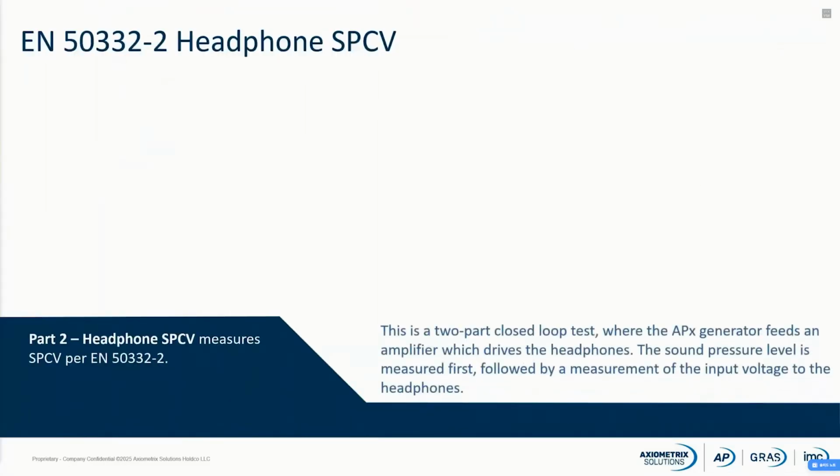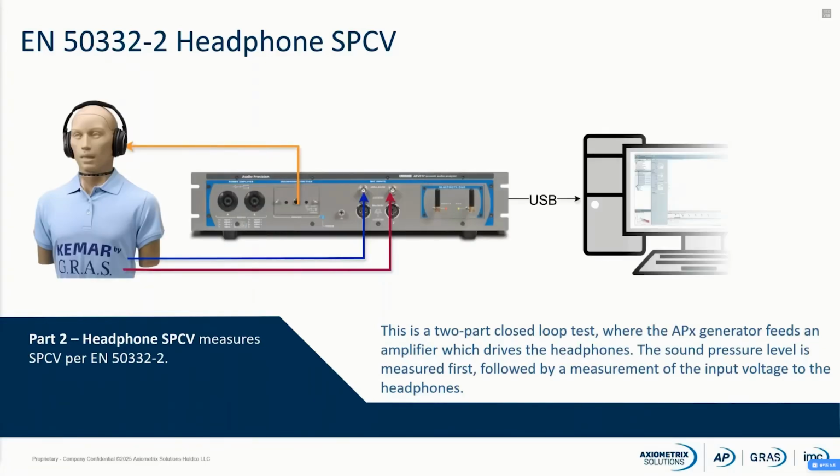Next, we have part 2, headphone SPCV. SPCV is the simulated program signal characteristic voltage. This is the voltage where the measured sound pressure level at the HATS ear is 94 dBA with the free field or diffuse field HRTF correction applied. This is a 2-part closed loop test where the APX generator feeds an amplifier which drives the headphones. The sound pressure level is measured first, followed by a measurement of the input voltage to the headphones.